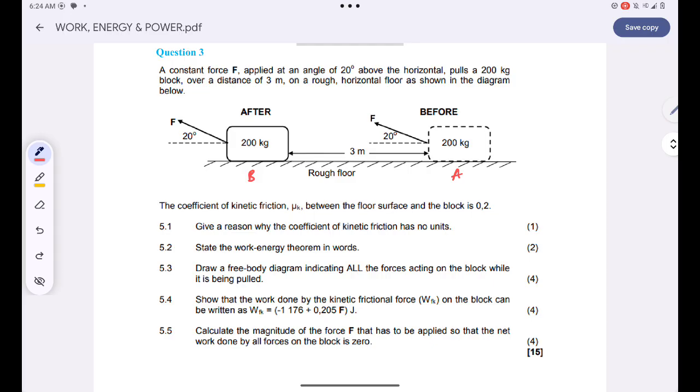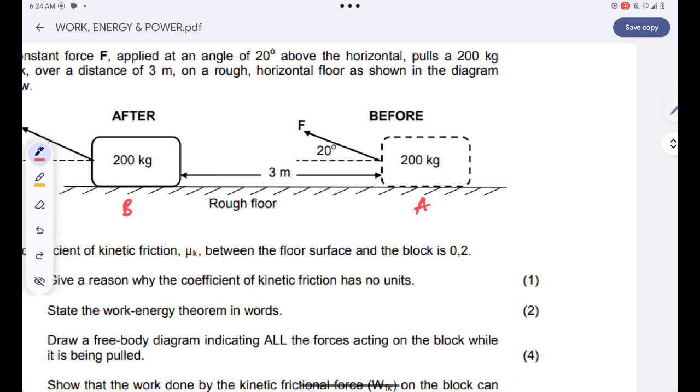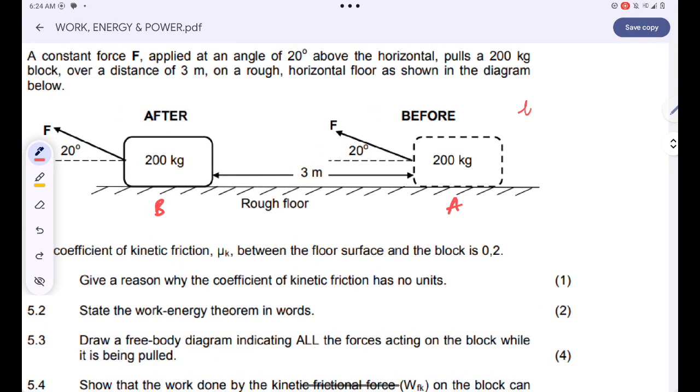Okay, the first thing they want us to answer is to give a reason why the coefficient of kinetic friction has no units. For us to find the coefficient of kinetic friction, we must get a quotient of two forces. Basically, what that means is, for you to find the coefficient of kinetic friction, you must divide a frictional force and the normal force.